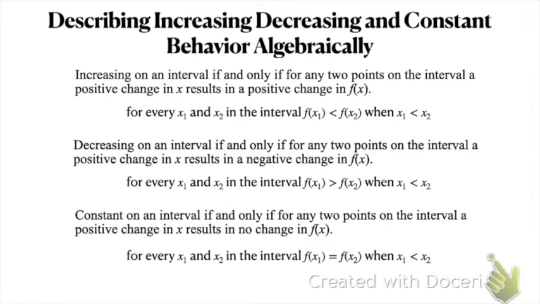Sort of makes sense. Decreasing is sort of the same idea from left to right. As our x's go up, our y values should go down. And for constant, as we go across our graph from left to right, our x is increasing and our y stays the same. Sort of makes sense when you think about it. This is what it looks like algebraically. This is a notation that you'll see in your book.